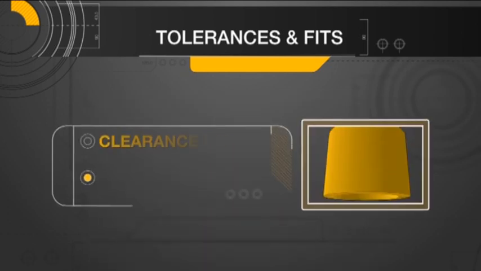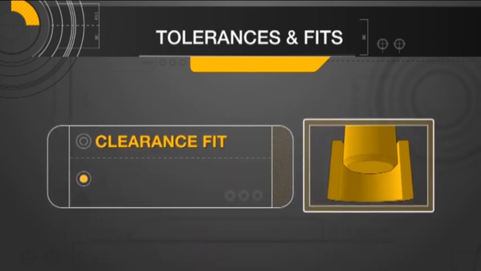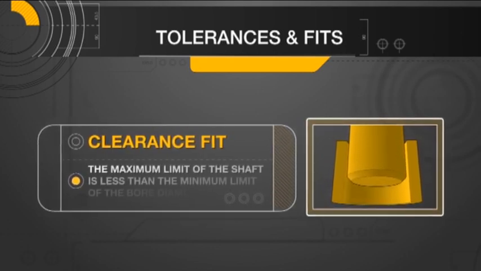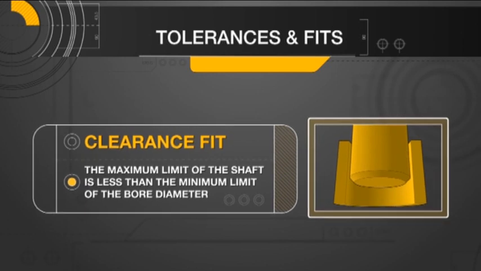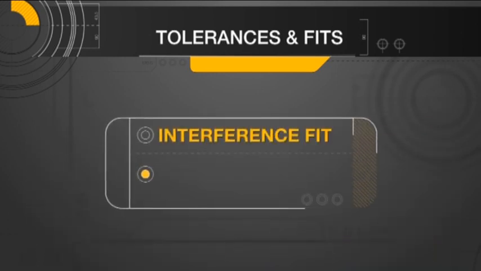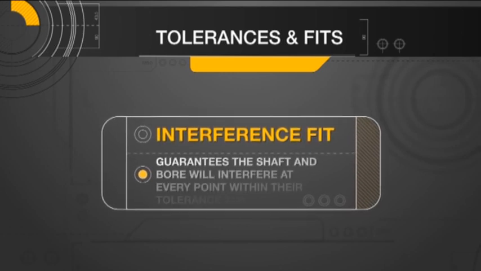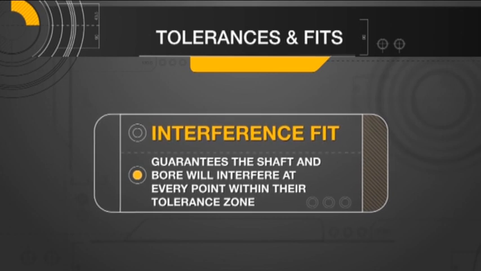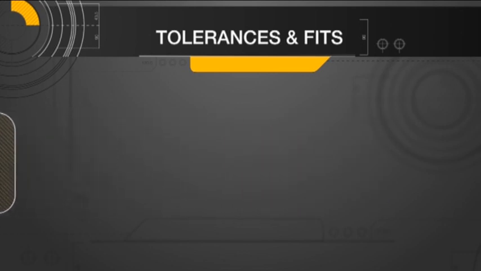A clearance fit ensures a shaft can be freely inserted into the intended bore. This generally means the maximum limit of the shaft is less than the minimum limit of the bore diameter. An interference fit guarantees the shaft and bore will interfere at every point within their tolerance zone. This is commonly referred to as a press fit.